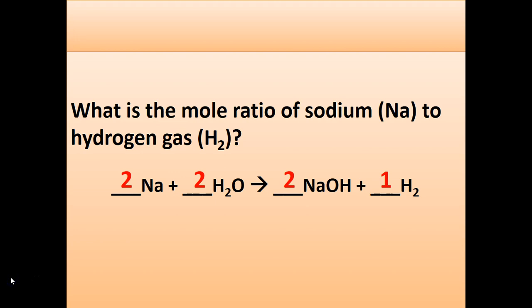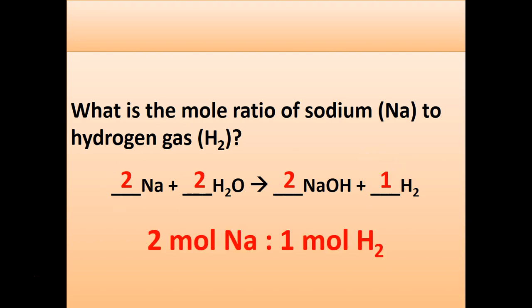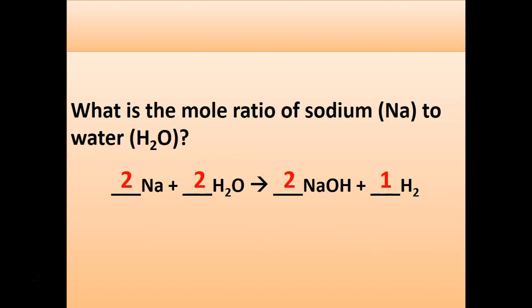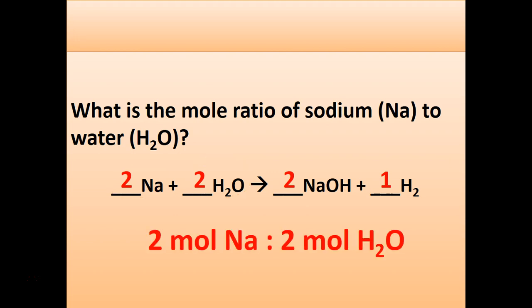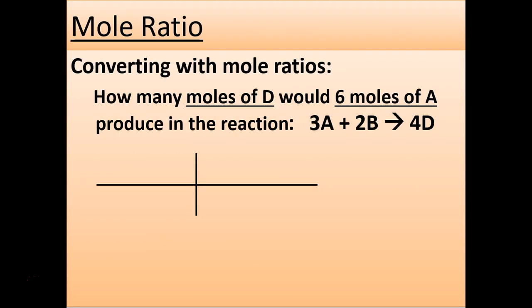Let's see if we can find the mole ratio in our balanced equation from the beginning. What is the mole ratio of sodium to hydrogen gas? We need to find sodium, so we have 2 moles of sodium, and then hydrogen gas is over here. Therefore, our mole ratio is 2 moles of sodium produces 1 mole of hydrogen. Let's see if we can find another one here. What is the mole ratio of sodium to water? We're going to locate sodium, and we're going to find water. And then the mole ratio comes from the coefficients. Therefore, 2 moles of sodium requires 2 moles of water.